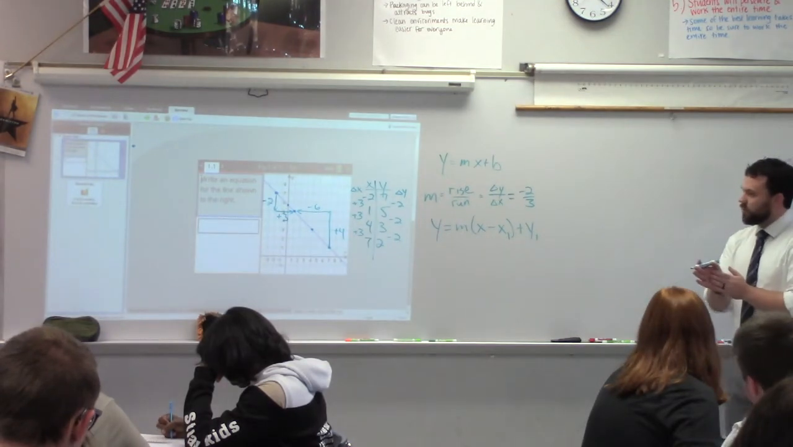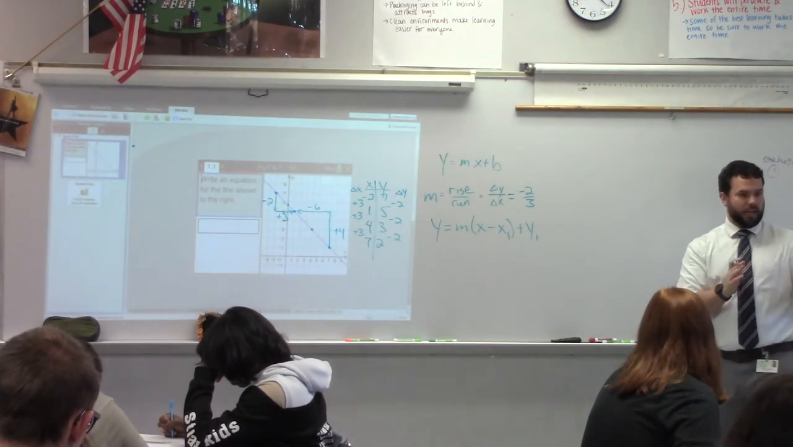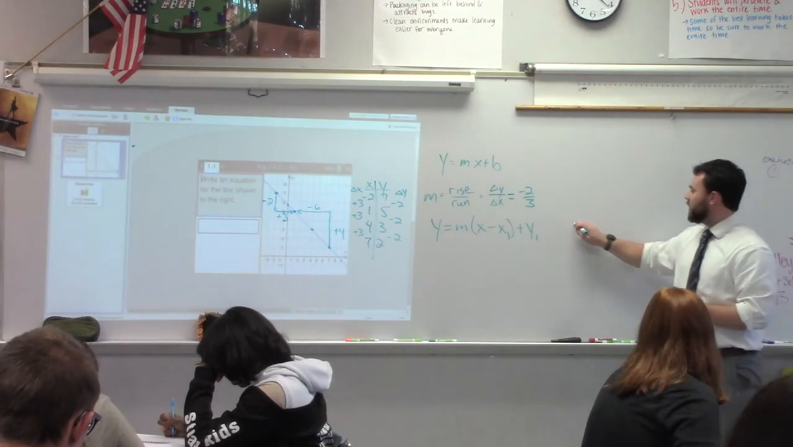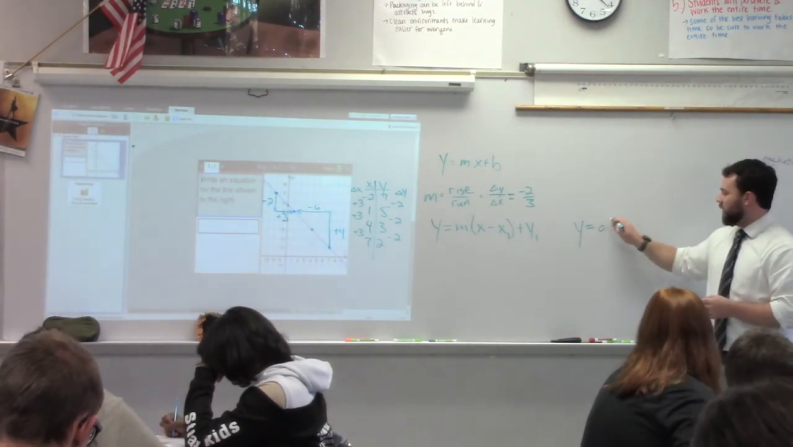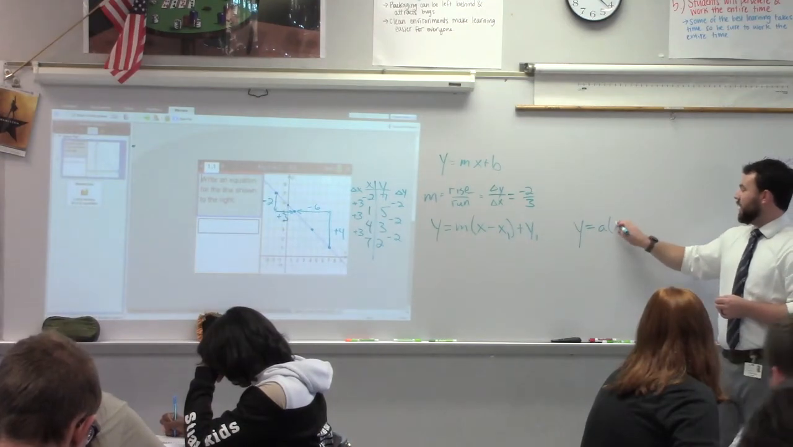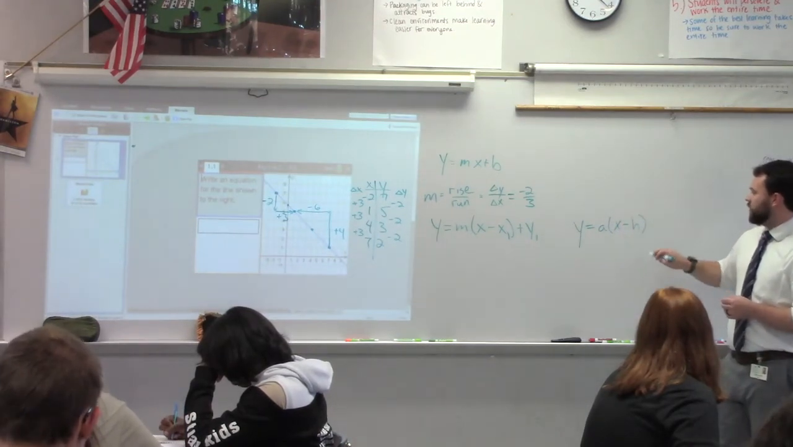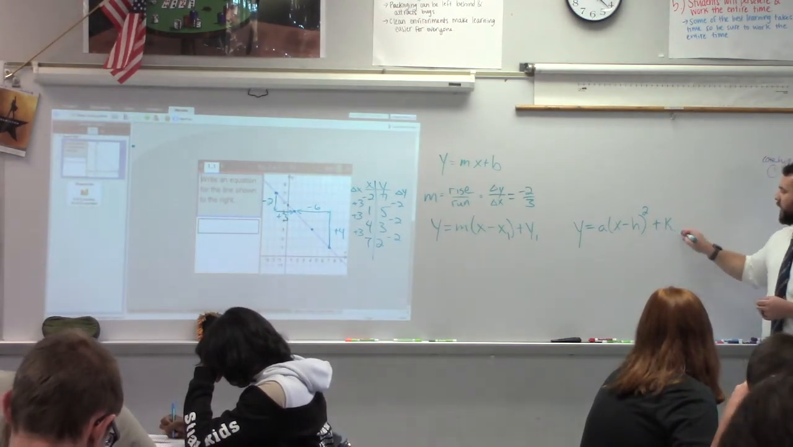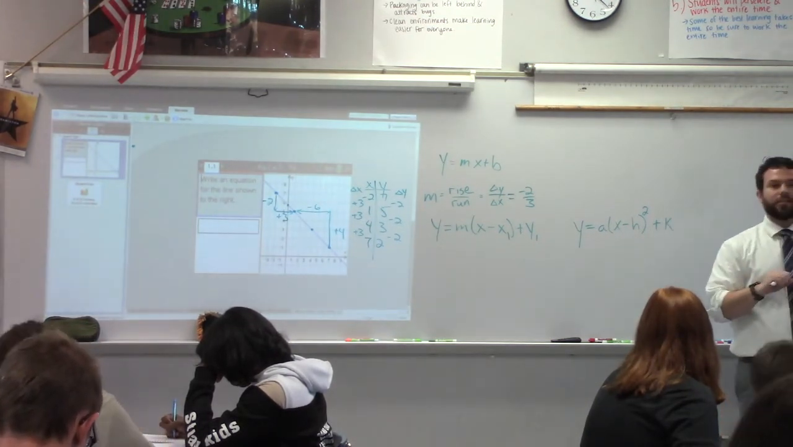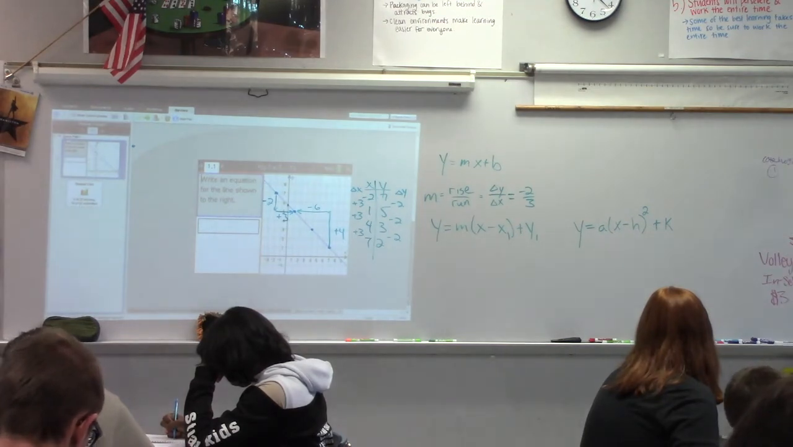Not the standard. The vertex form, right? Remember that vertex form of a quadratic, instead of m, it is a. Instead of x1, it is h. And that's squared. Instead of y1, it is k, right? We need to see those connections. That should help us learn these different forms efficiently.